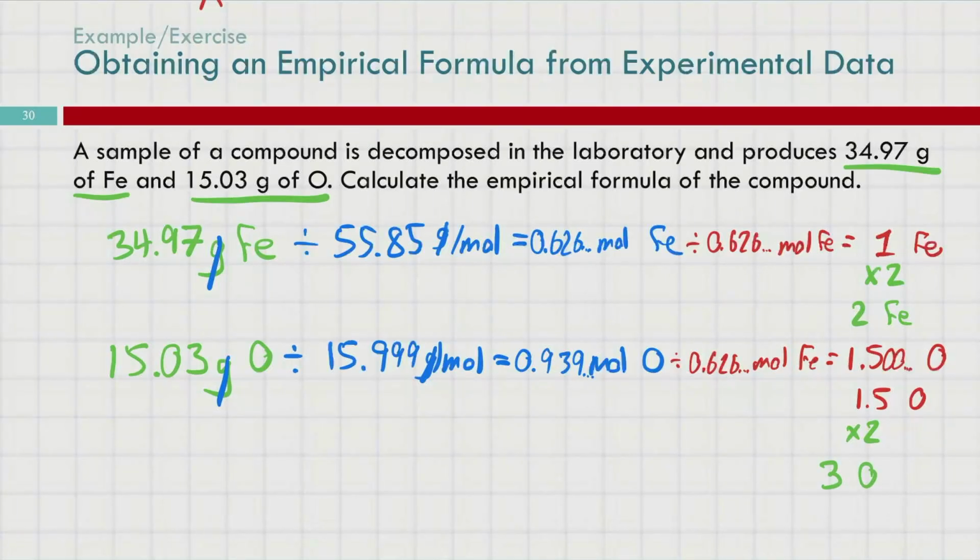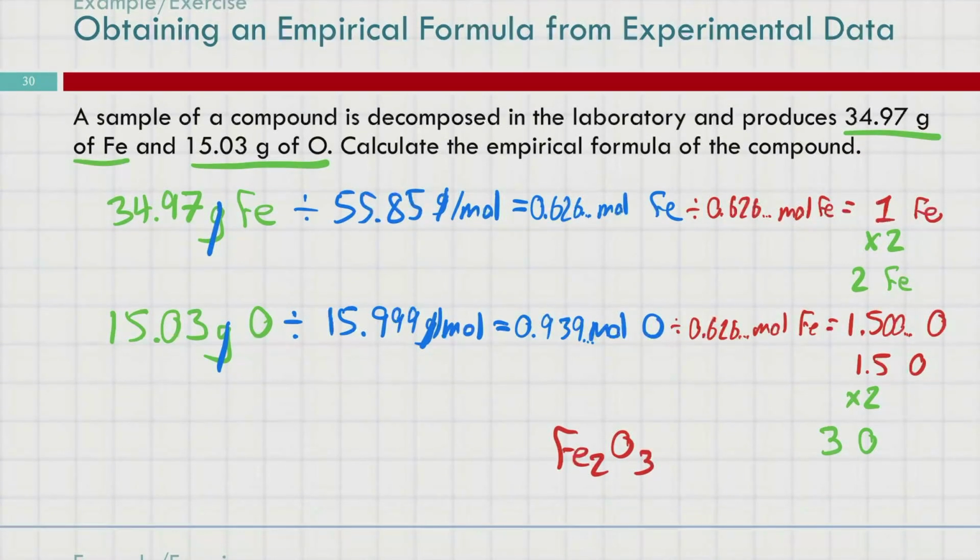So our empirical formula is Fe2O3. Taking these numbers, these 2's and 3's, and making them the subscripts in our formula. We put the iron first because it's a metal. Questions?